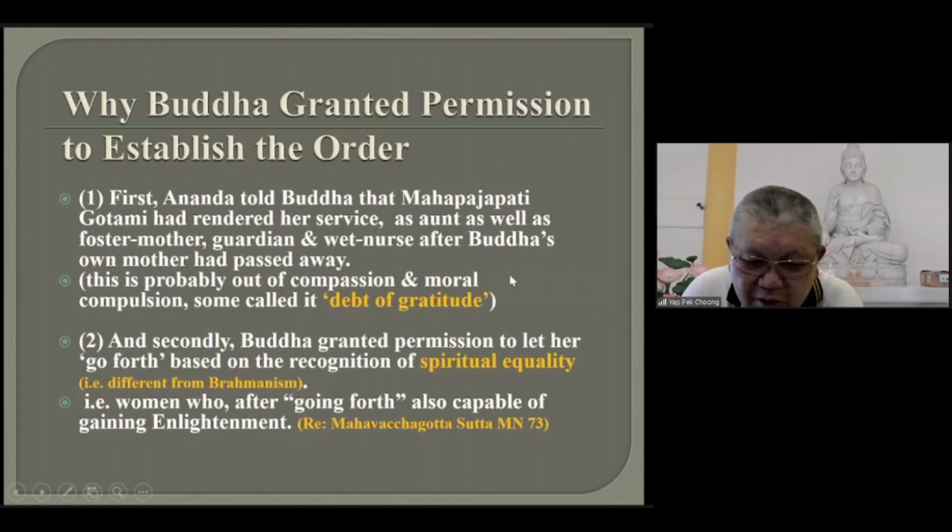And secondly, he raised the debt of gratitude. The Buddha was nurtured, raised, and well taken care of by his foster mother, Mahapajapati Gotami. So there is a debt of gratitude. You have to pay back the debt, something like that, so that the Buddha will feel compassionate. Okay, so two reasons, remember this. For the whole lesson on the Bhikkhunis, you have to pick up the important issues: why the Buddha changed his mind, how Ananda convinced him, you see? Two things.